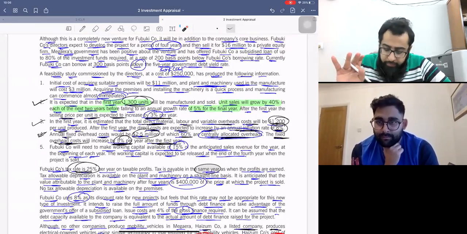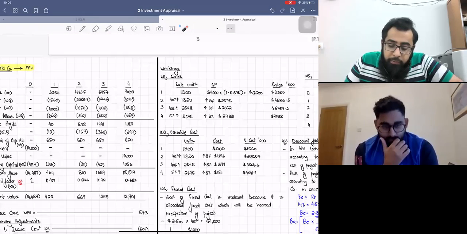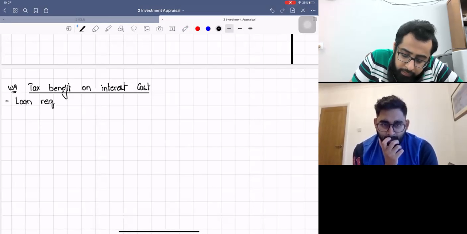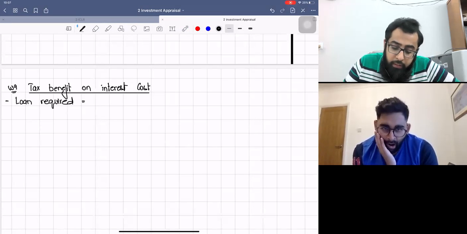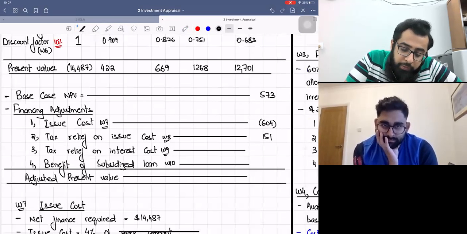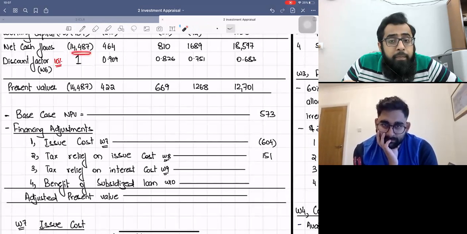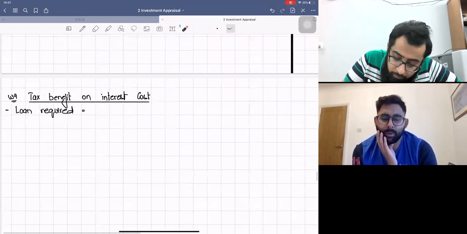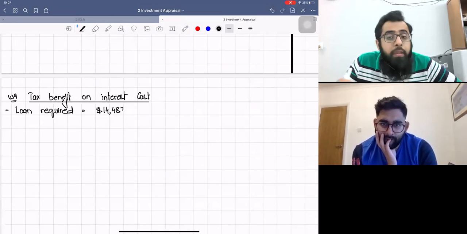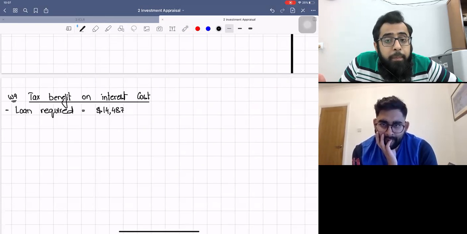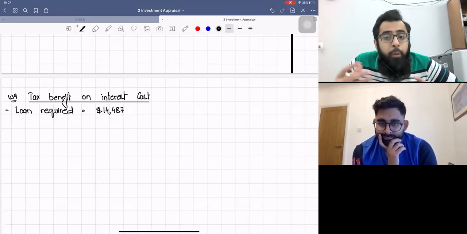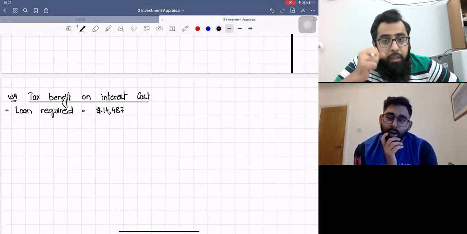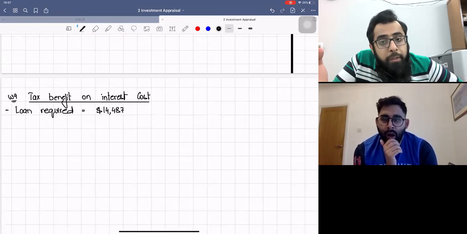Now, how much loan are we taking? Loan required is the amount which we need for the project. What is the amount which we need for the project? That is 14487, because that is the net amount which we need for the project. 80% of the amount will be taken from the government and 20% will be through normal borrowing.